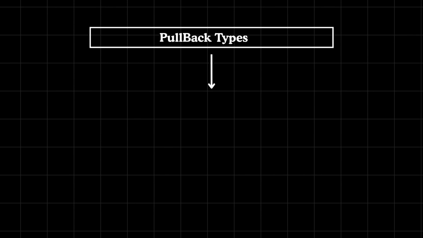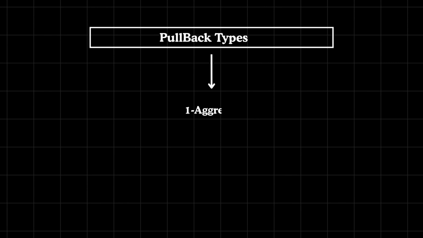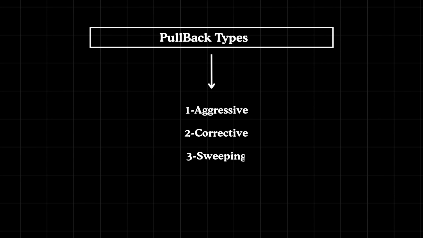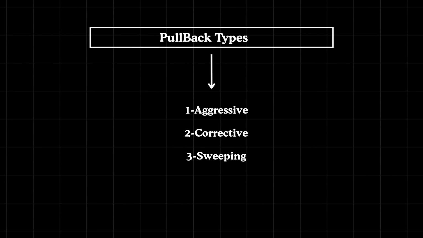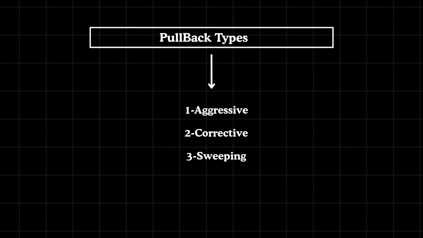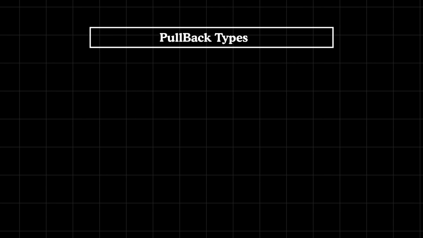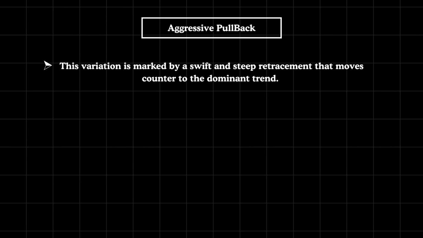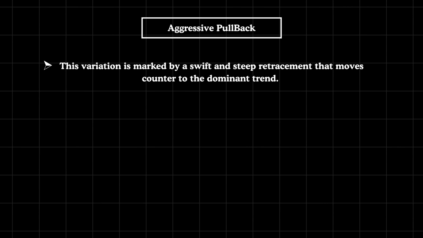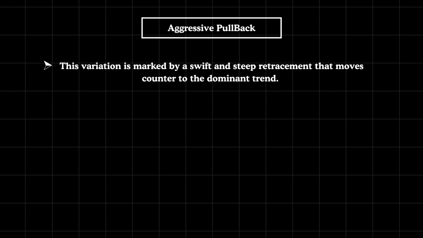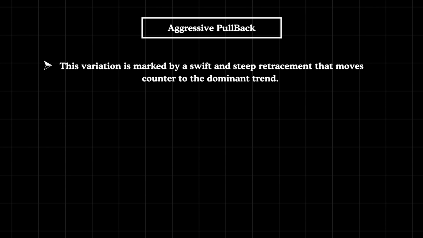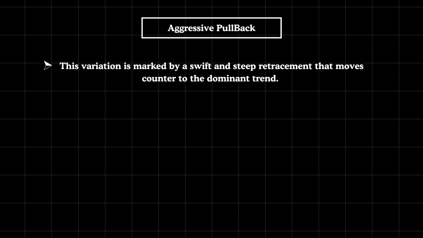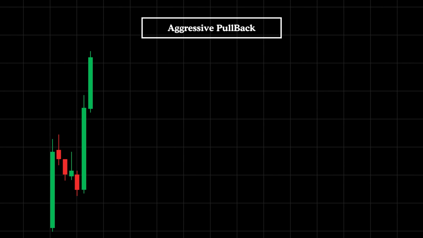Pullbacks generally fall under 3 main categories: aggressive, corrective, and sweeping. Let's now explore each of these pullback types and examine how they can refine and bring structure to your overall trading methodology. Starting with the aggressive pullback, this variation is marked by a swift and steep retracement that moves counter to the dominant trend. It typically presents through a few large, forceful candles that quickly reclaim part of the previous price movement. Let's suppose we're analyzing a sequence of candles like this.